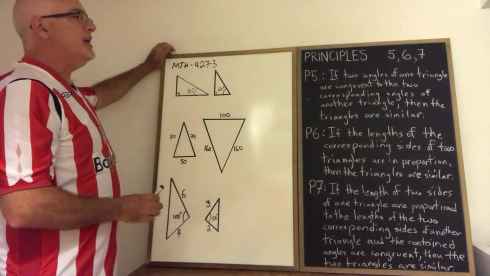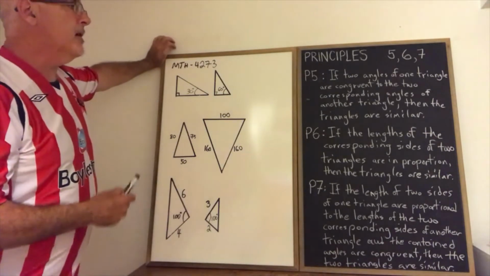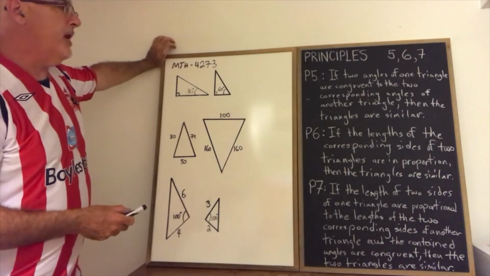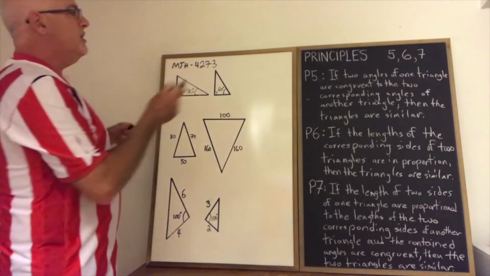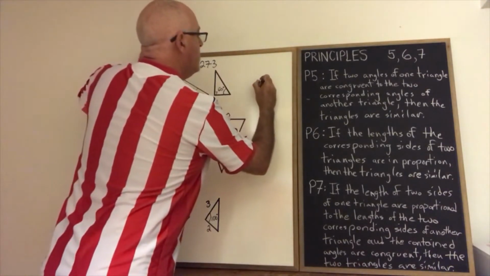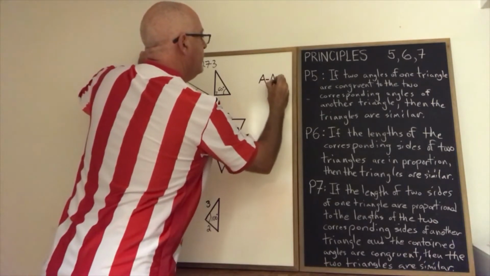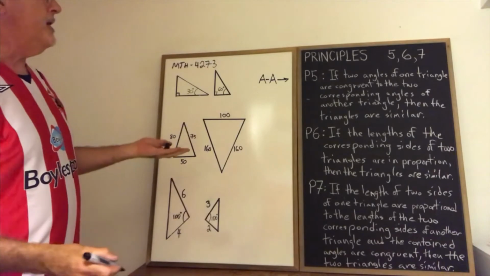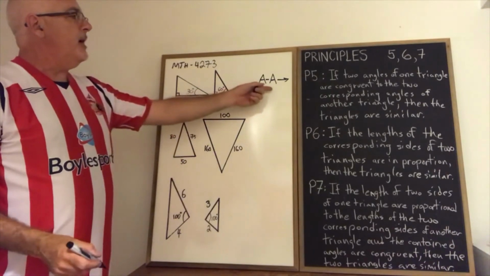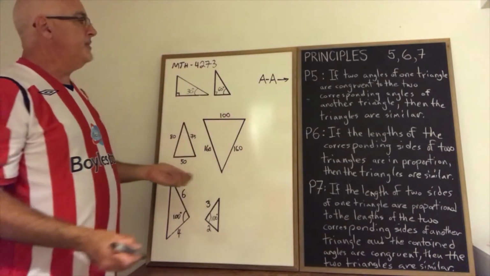Principle 5 states that if two angles of one triangle are congruent to the two corresponding angles of another triangle, then the triangles are similar. Well, that is what I used to call the AA rule in an older geometry course I used to teach. AA stands for angle, angle.